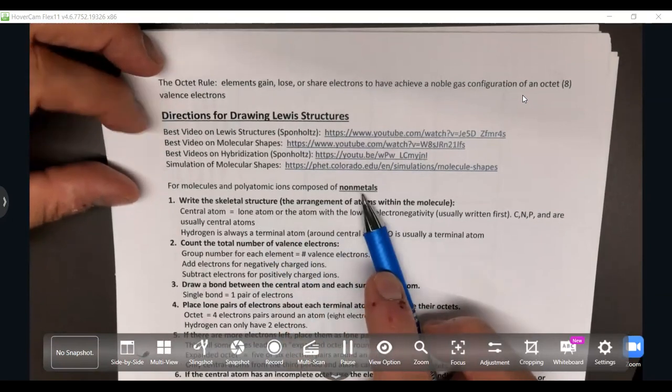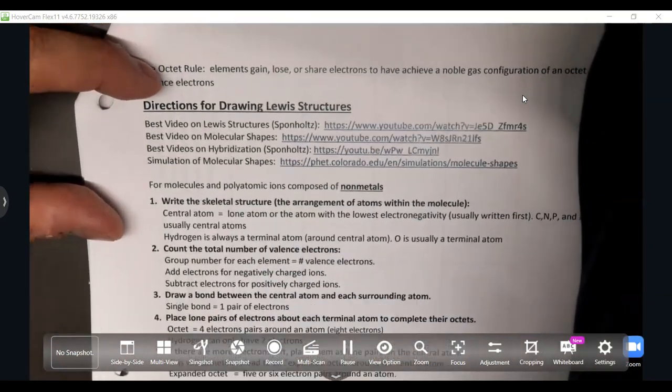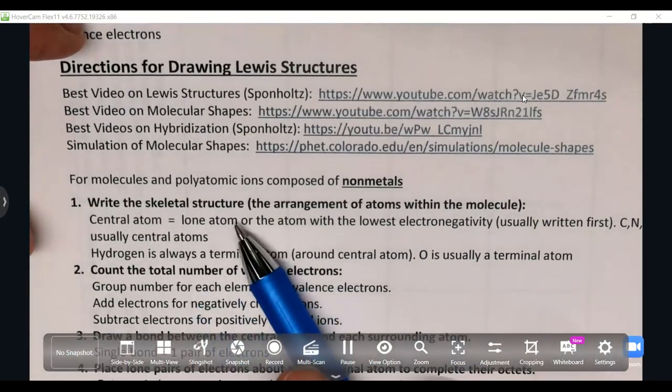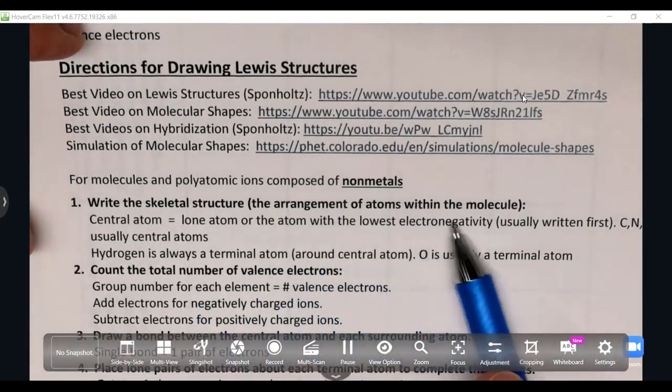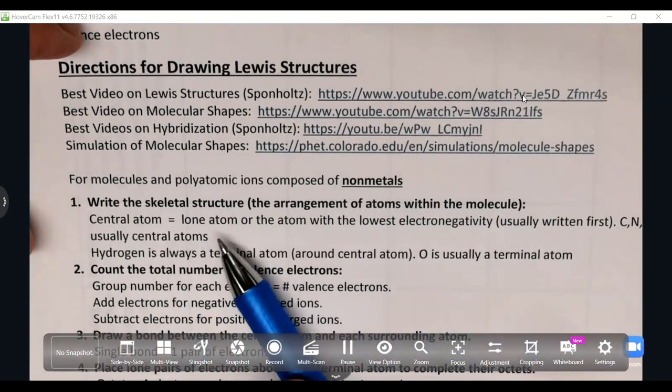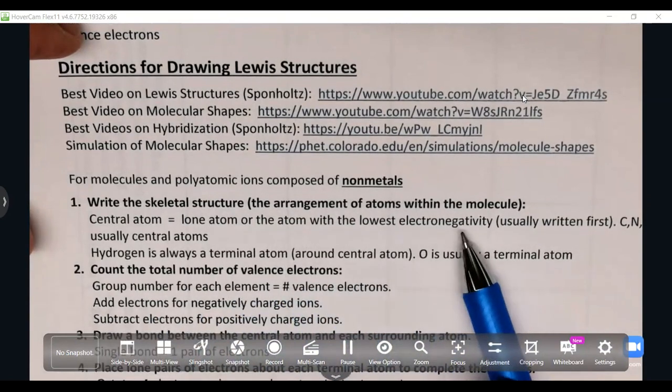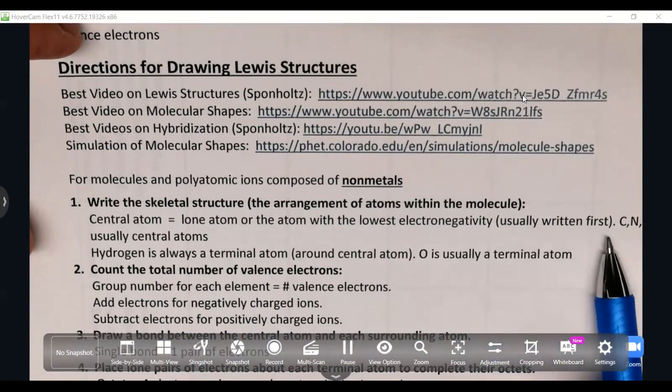And typically we're doing covalent bonds here. Covalent bonds. So it says, write the skeletal structure, the arrangement of atoms within the molecule. The central atom is a lone atom or the atom with the lowest electronegativity, usually written first.